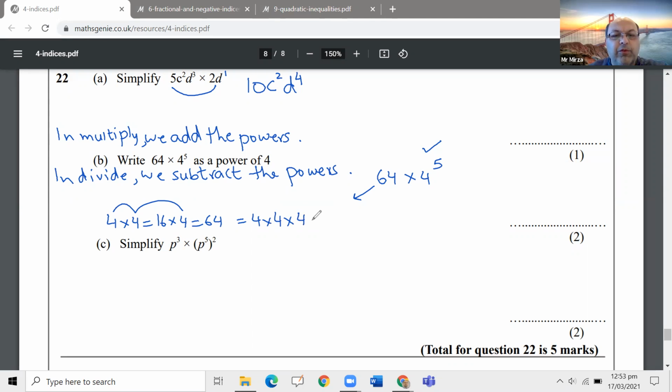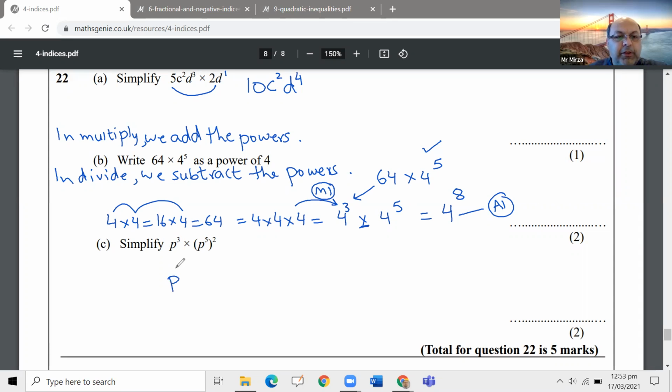4 times 4 times 4 is 4 cubed times 4 to the power 5. And the first rule of indices comes in. In multiply, as you can see, there's a multiply here. We add the powers. So 3 plus 5 is 8. As a 2 mark, you get 1 mark for the answer, and you get 1 mark for this step, changing 64 into 4 cubed. That's the method mark right there. 2 marks for this one.